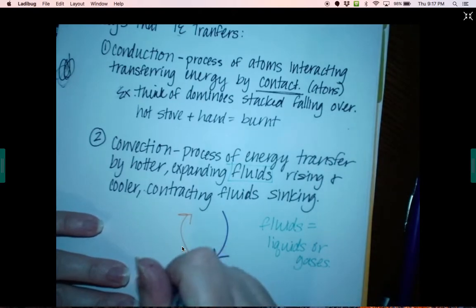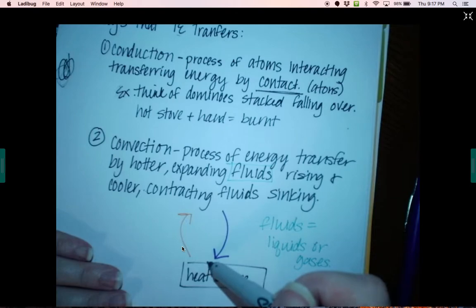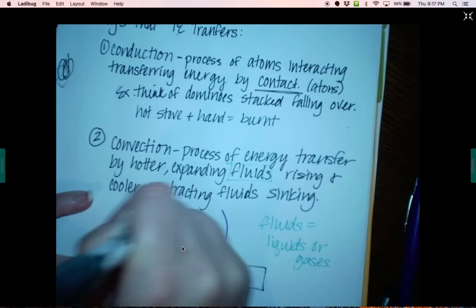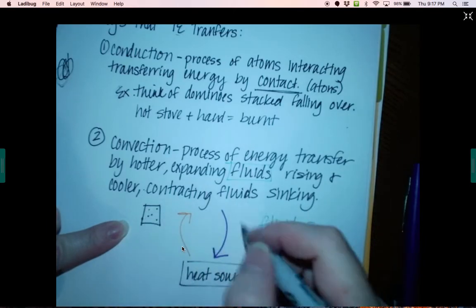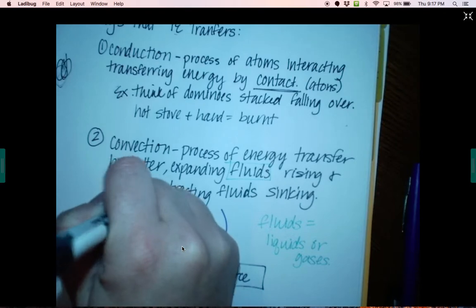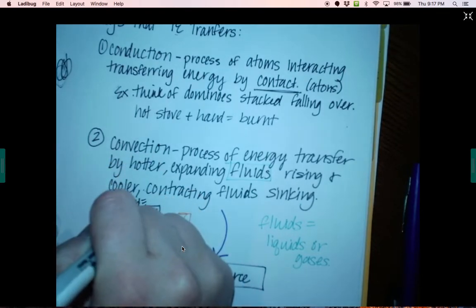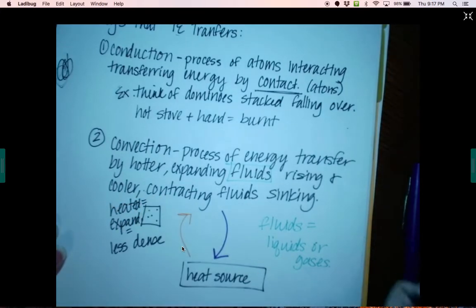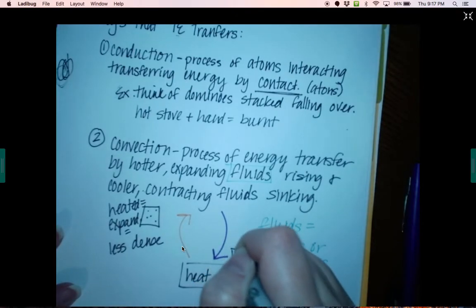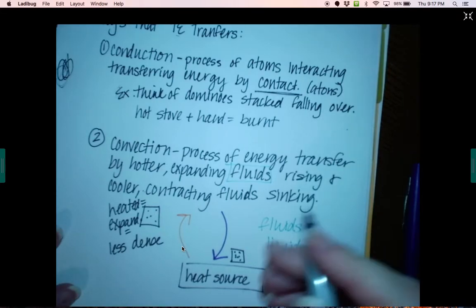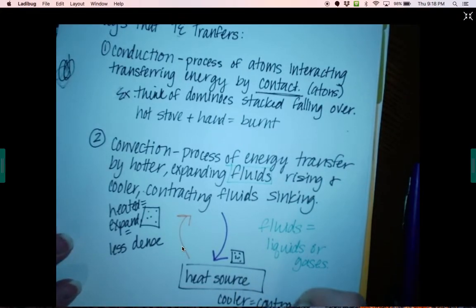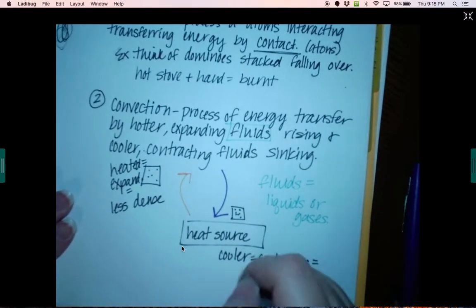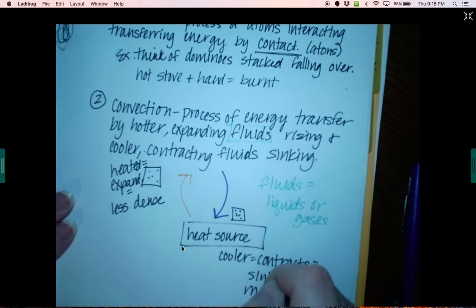Okay, so down here, as atoms come into contact with the heat source, they are going to be heated up. As things heat up, if I were to look at whether it be a gas or whatever, let's say that's what the atoms are going to look like. As they're heated, they expand, which means they become less dense. As they cool, they become more concentrated together, they contract. The cooler material contracts and sinks because it is more dense.